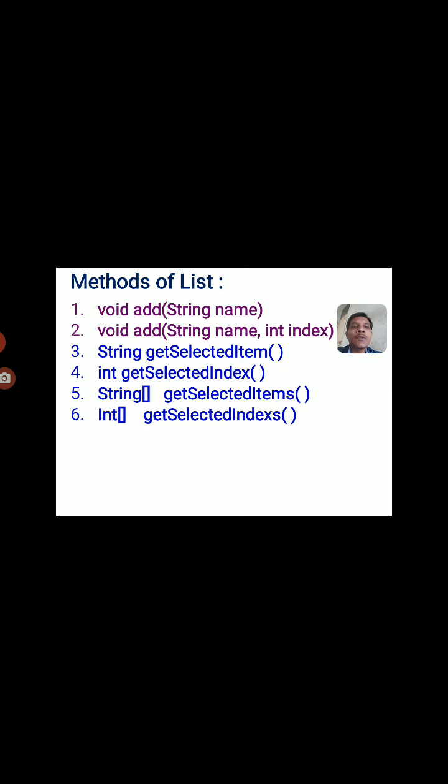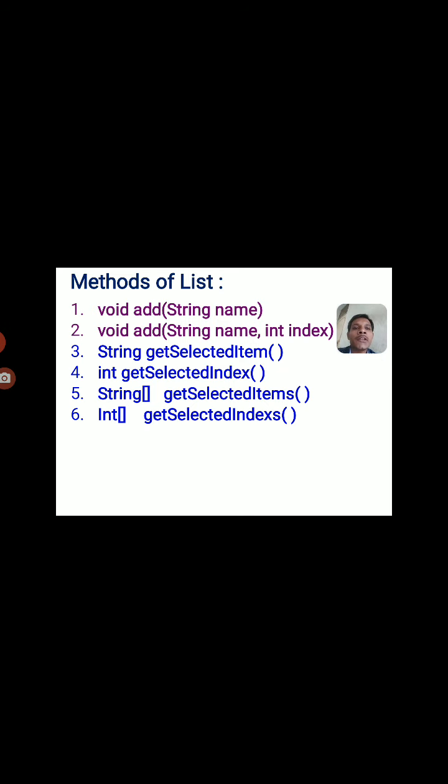The third is get selected atom. This method is used to retrieve which element is selected by the user. Next method, integer get selected index. This method returns the index position of the atom selected by the user. After that, these two methods, get selected atoms and get selected indexes. Why are these methods provided? Because in the list we can select more than one option. We can select more than one atom from the list.